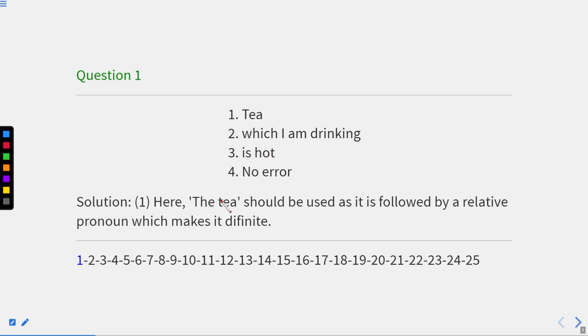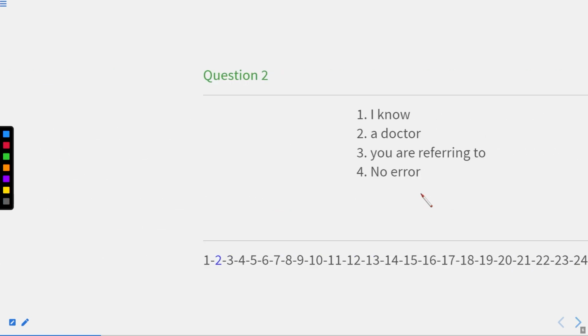Okay, so here the error is in part 1. Here the should be used as tea is followed by a relative pronoun which makes it definite, because this which is relating it with I. So before this tea I should write the. The correct sentence will be, in fact, "The tea which I am drinking is hot." So this will be the correct answer. Now let us move to the next question.